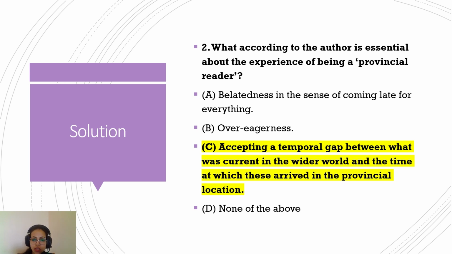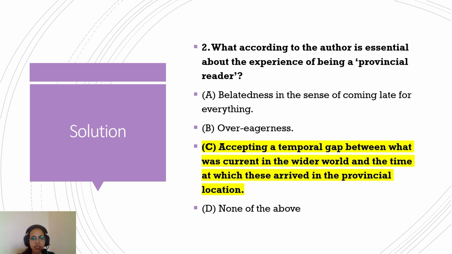Over eagerness can also be one of the features, but the essential, the core of being a provincial reader, is accepting the temporal gap, the time gap between what was current in the wider world and the time at which these arrived in the provincial location. So, for example, the author who was reading a sports magazine knew that these matches happened long back and these teams won long back, and by the time this information reaches this person, it is old news, it's not even news anymore. Maybe many more matches have already happened, many more cups have already been won. So this acceptance was already there in the provincial readers, that okay, this is how it happens, they cannot reach the news immediately, so they have to wait.